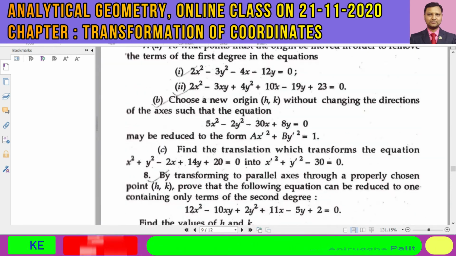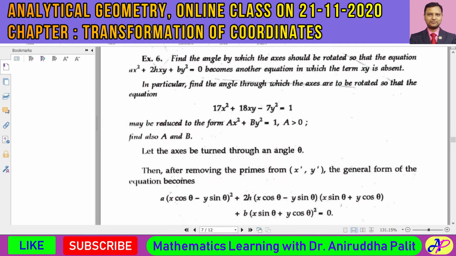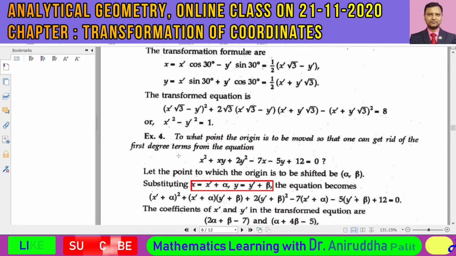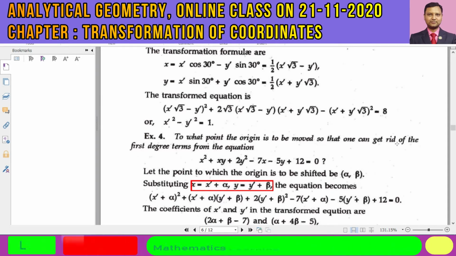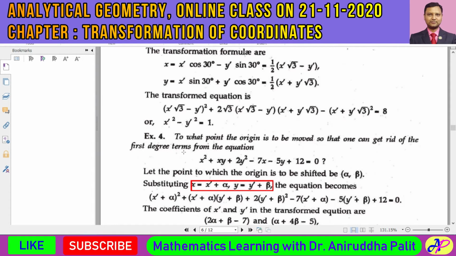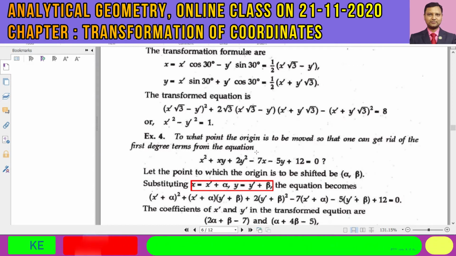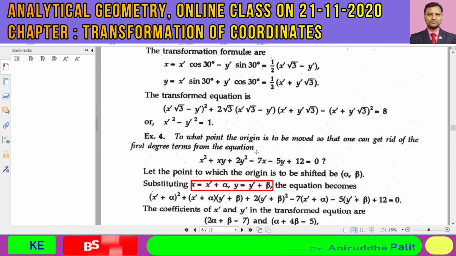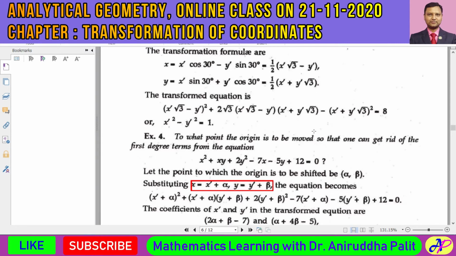So let's continue with another question, the one discussed in the solved problem in this book. This question, right? Question number 4. It says: to what point is the origin to be moved so that one can get rid of the first degree terms from the equation? That means we have to apply the transformation formula. The origin is to be moved.